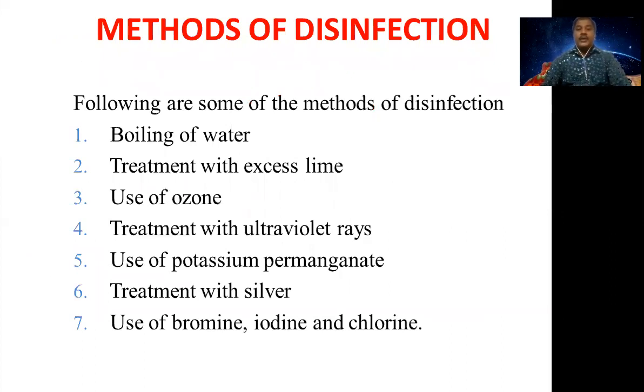There are various methods of disinfection. Following are some of the methods of disinfection. Number one, boiling of water. Second, treatment with excess lime. Number three, use of ozone. Number four, treatment with ultraviolet rays. Number five, use of potassium permanganate. Number six, treatment with silver. Number seven, use of bromine, iodine, and chlorine.